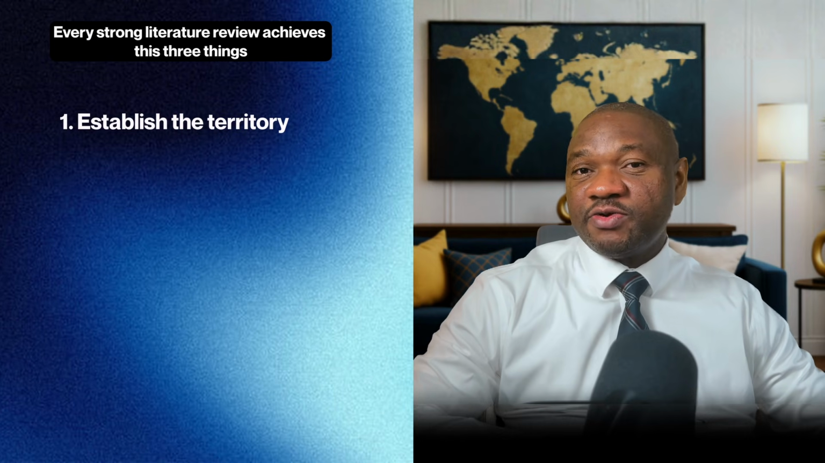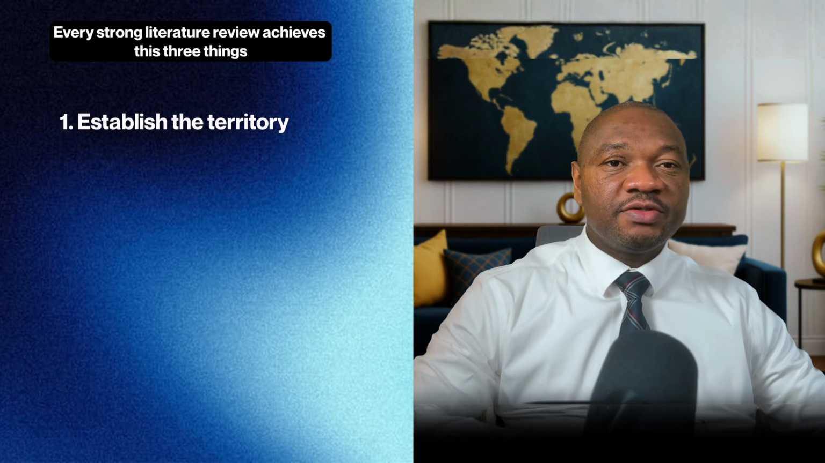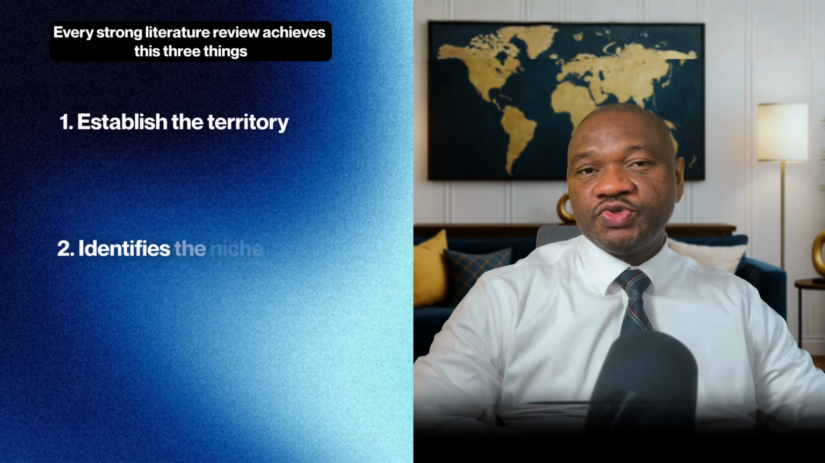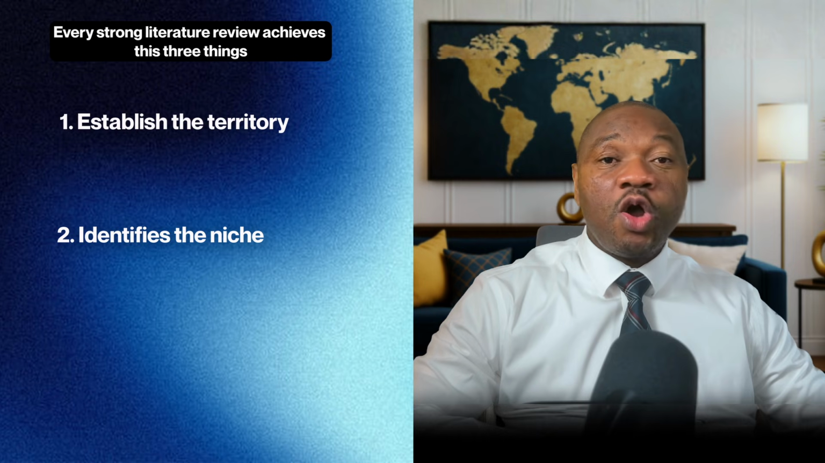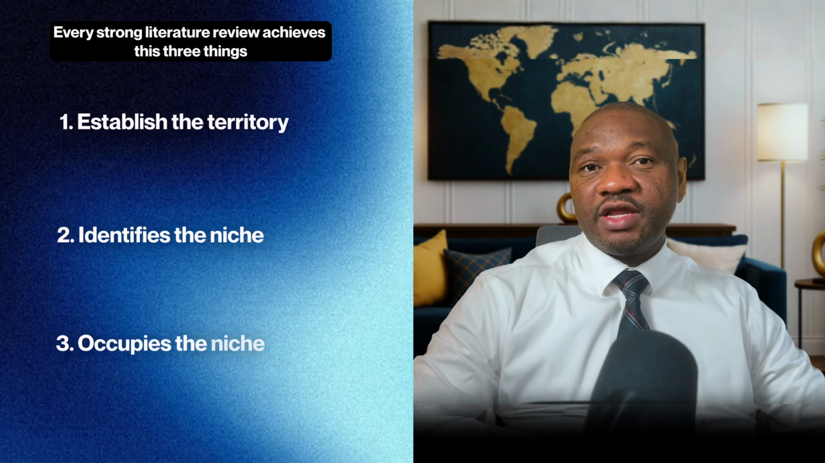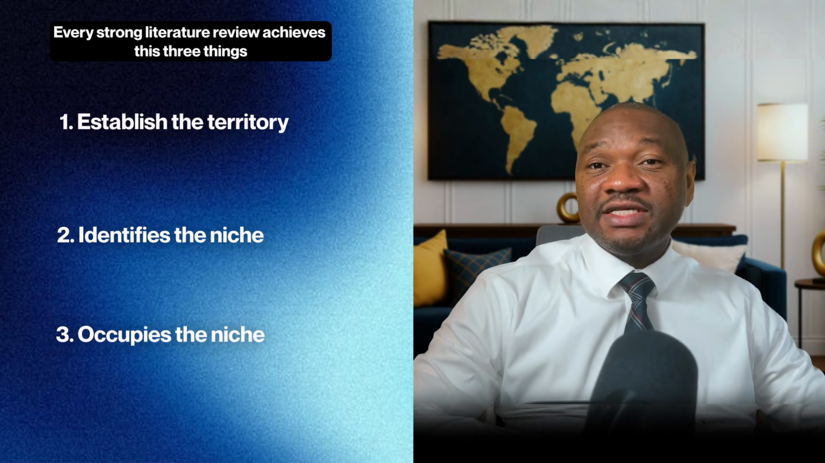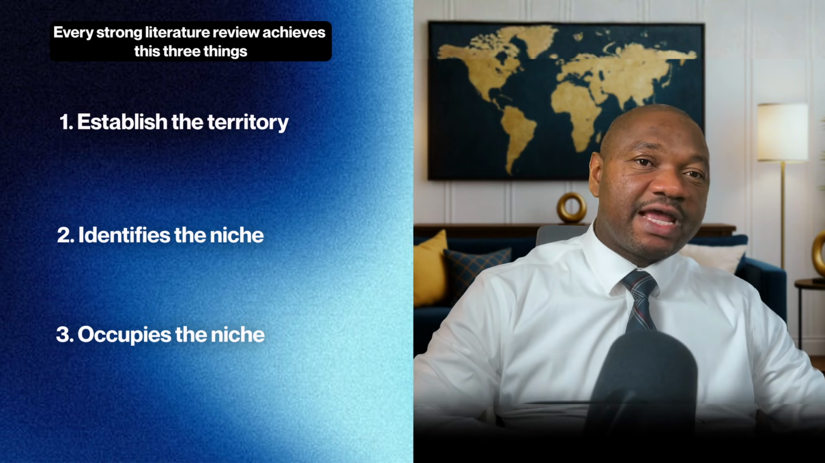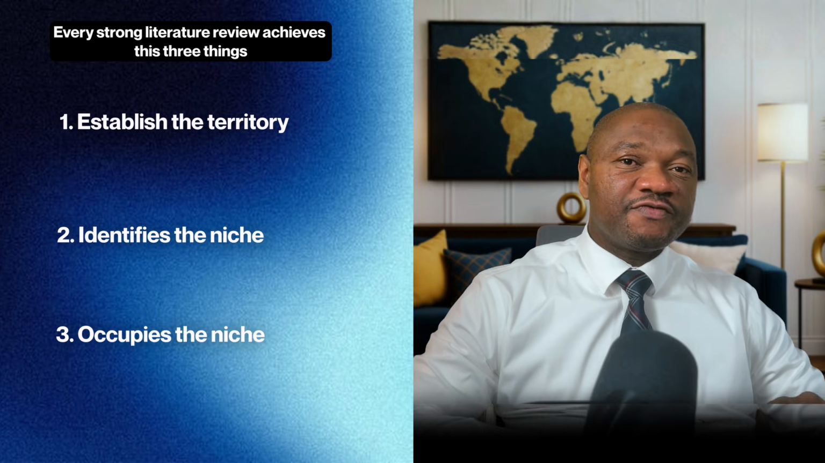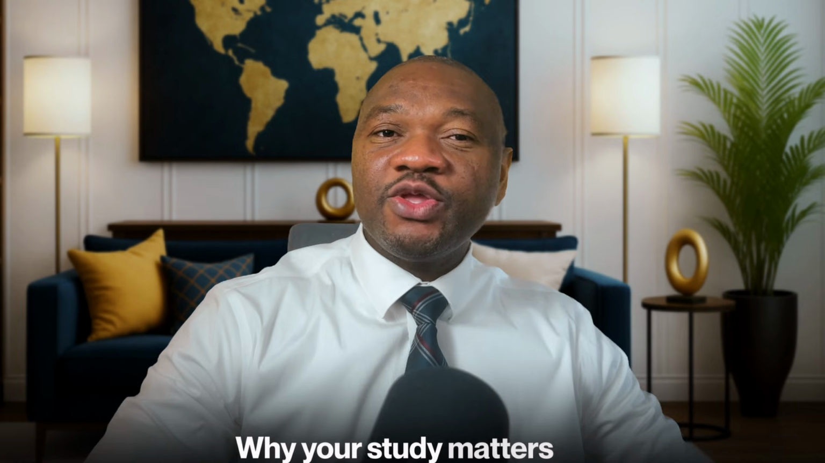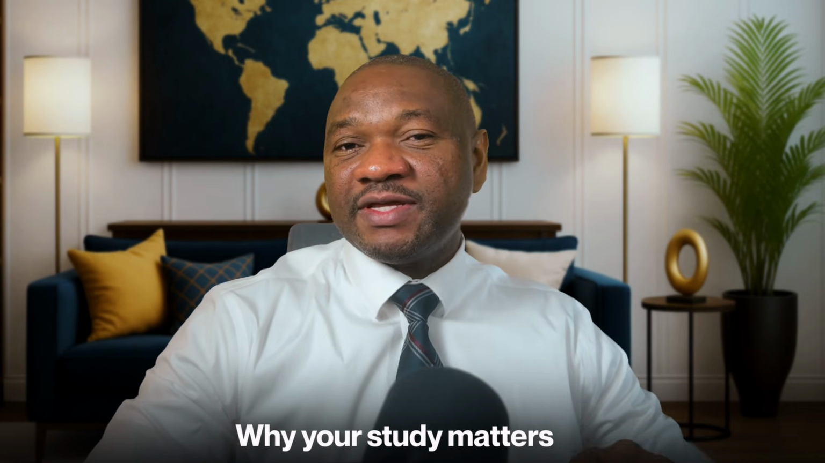Every strong literature review achieves 3 things. 1. Establish the territory. It defines the broad field and shows its importance. 2. Identify the niche. It highlights what's missing or unresolved in that field. 3. Occupy the niche. It explains how your study fills that gap. If you keep this simple structure in mind, you will avoid the list-of-summaries trap. Your review becomes an argument about why your study matters, not just what others have said.